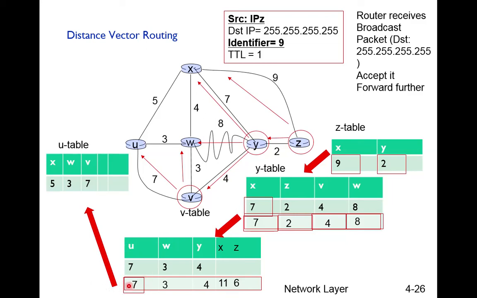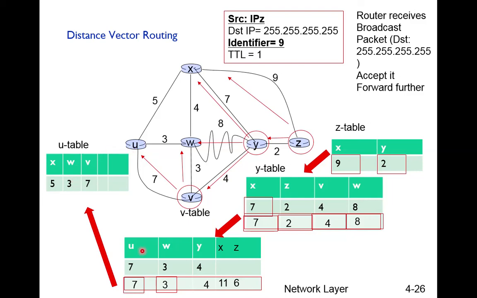This is U, and this node is itself U, so this entry will not be considered because the path from U to U is 0. Second entry, it is about W. At present, U knows that the cost from U to W is 3.